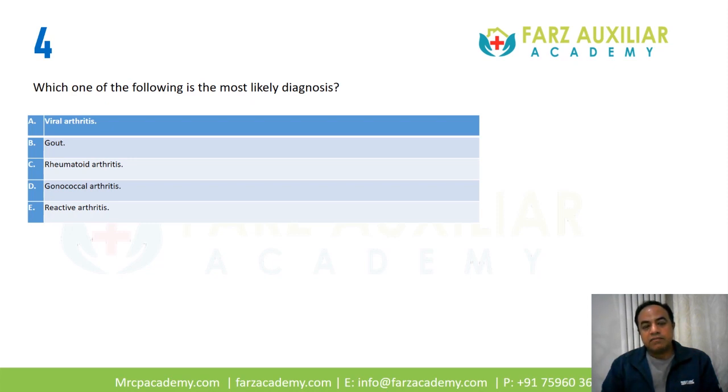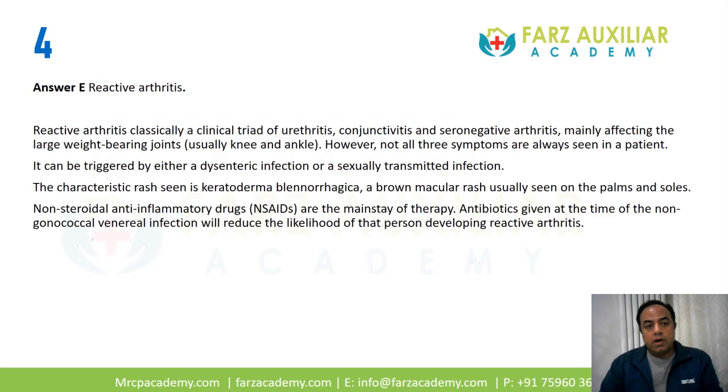Clinically, a classical reactive arthritis is a triad of urethritis, conjunctivitis, and arthritis. Usually affects the larger joints, weight-bearing ones, especially knees and ankles, can involve hips as well. Not the full triad is always present in a patient. It can be triggered by a dysenteric infection and even viral infections as well. STDs can cause arthritis as well.